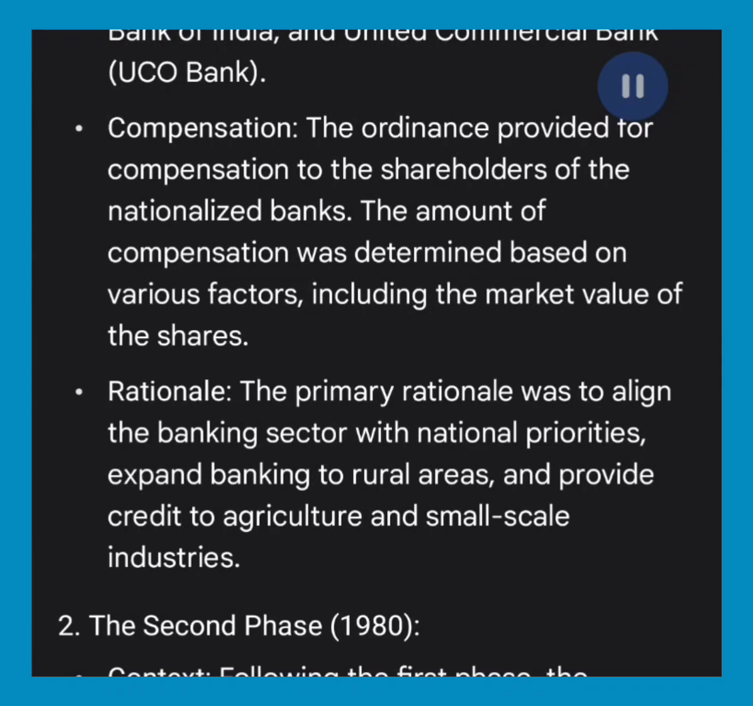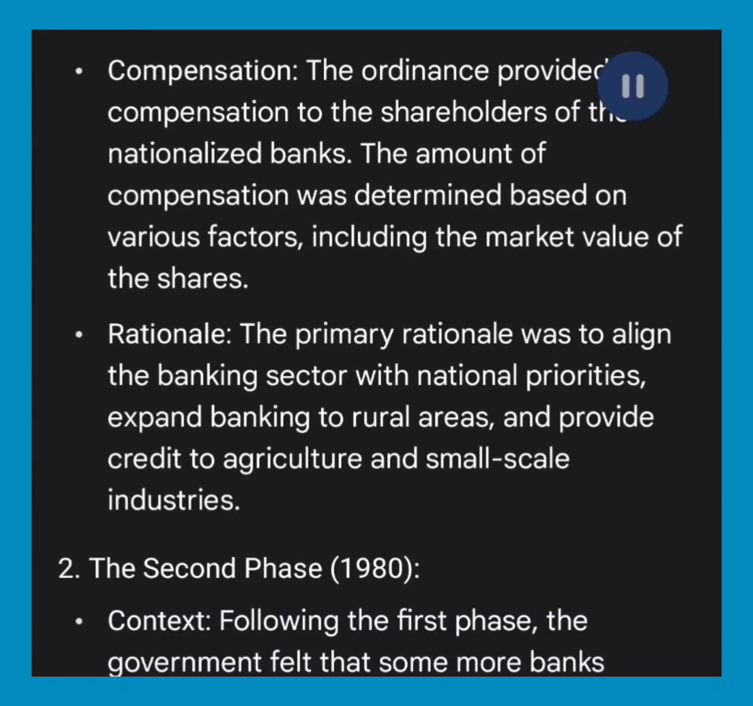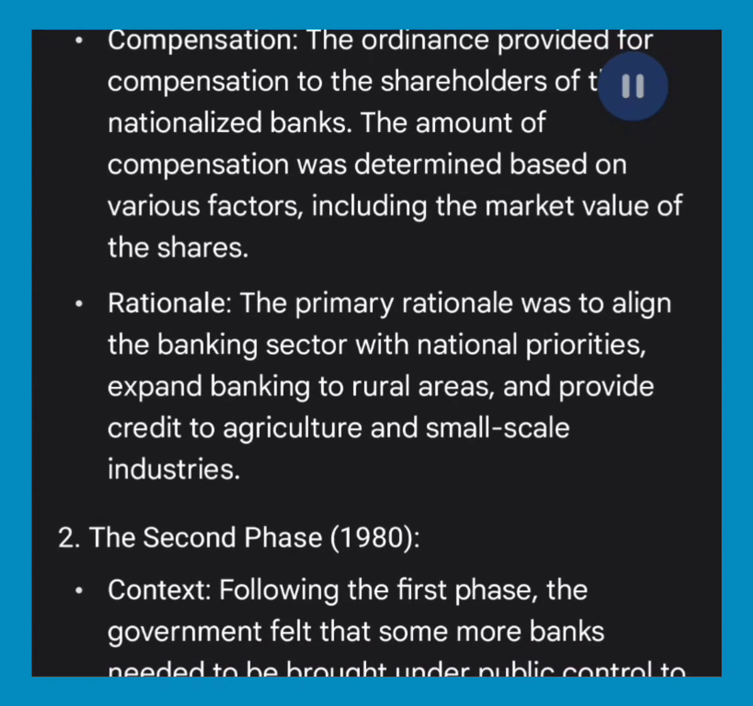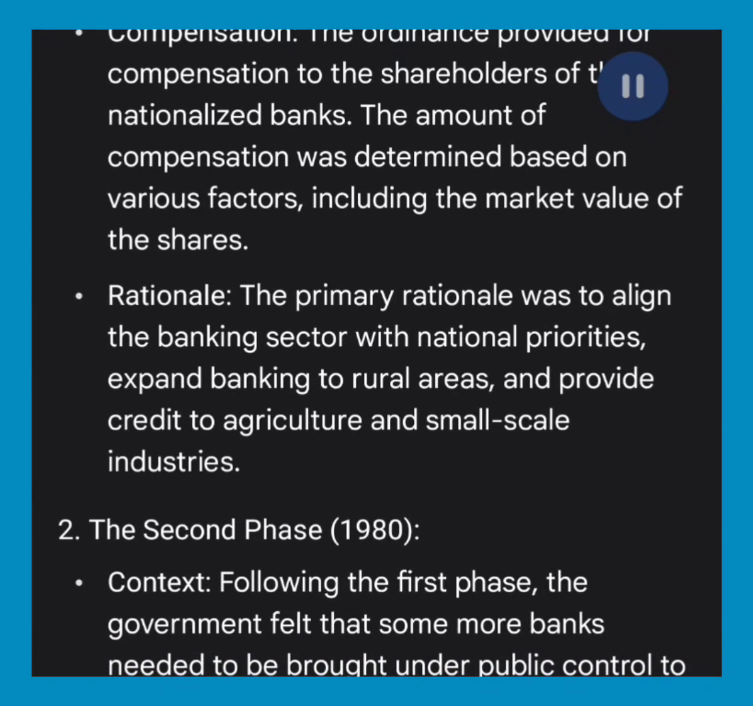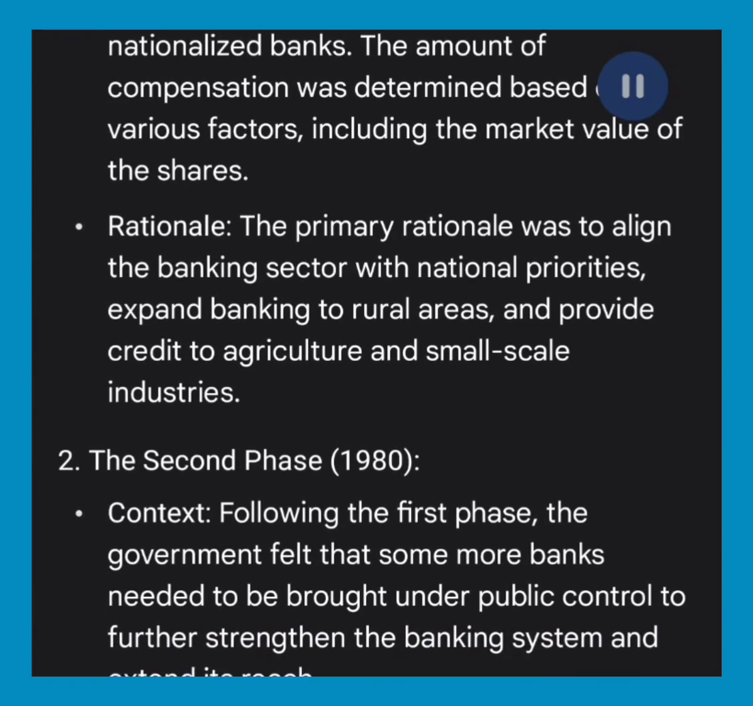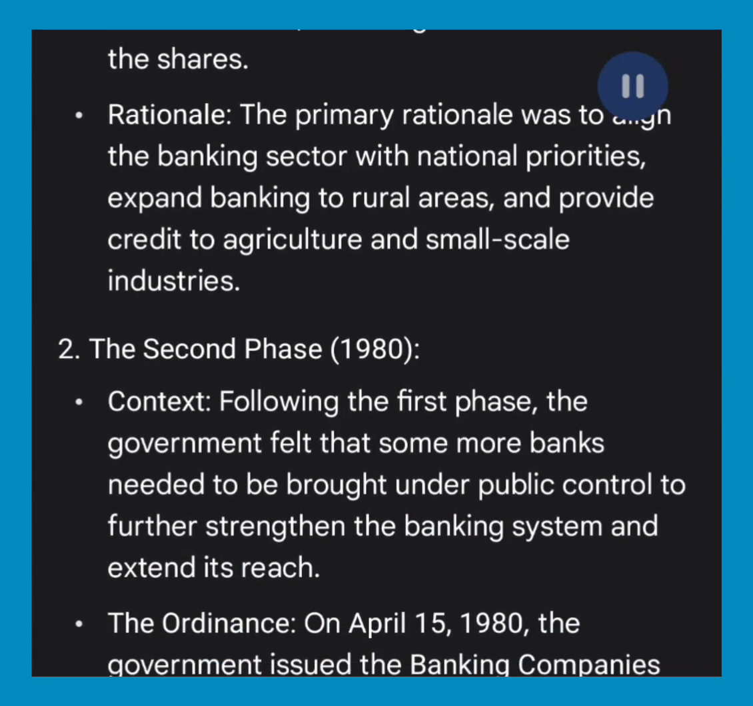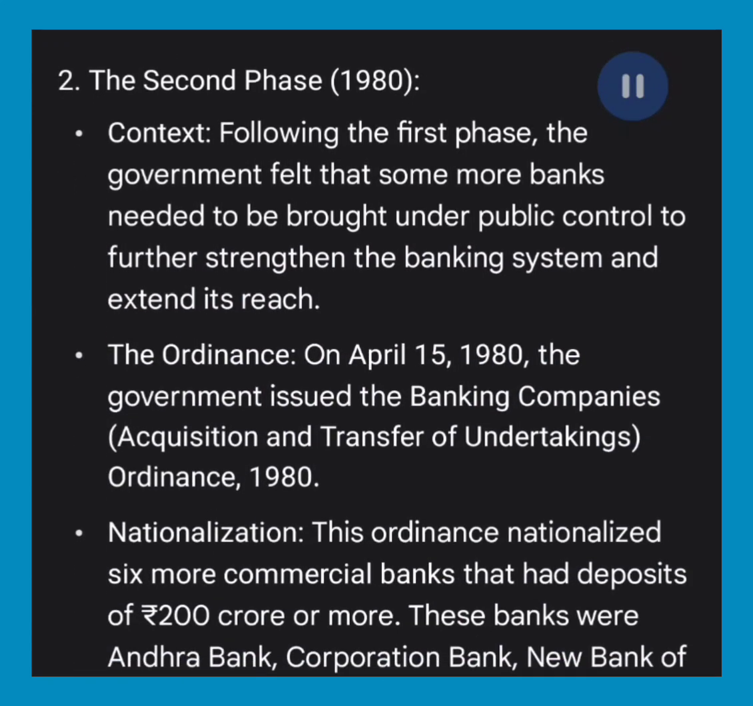Compensation. The ordinance provided for compensation to the shareholders of the nationalized banks. The amount of compensation was determined based on various factors, including the market value of the shares. Rationale. The primary rationale was to align the banking sector with national priorities, expand banking to rural areas, and provide credit to agriculture and small-scale industries. 2. The second phase, 1980.